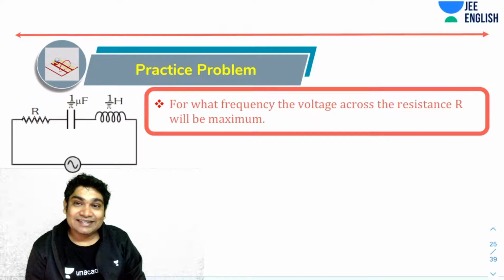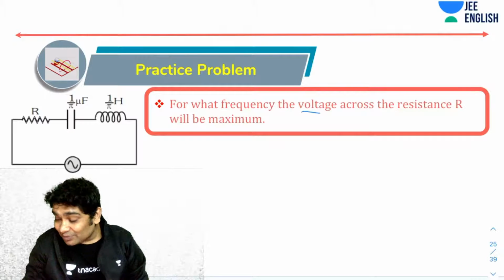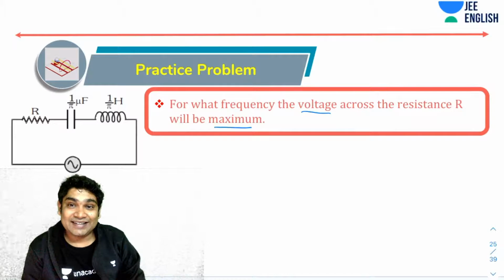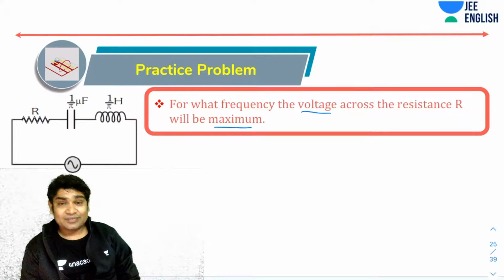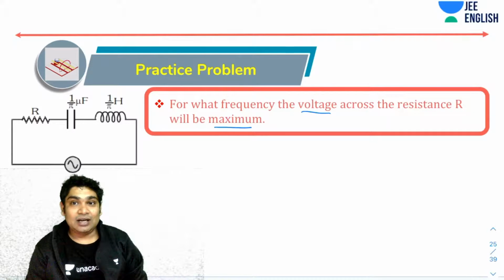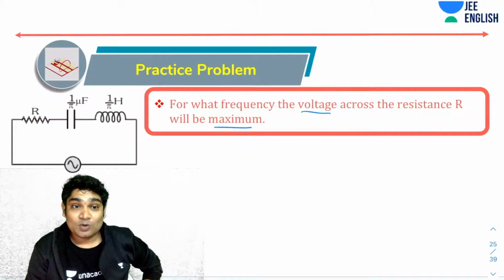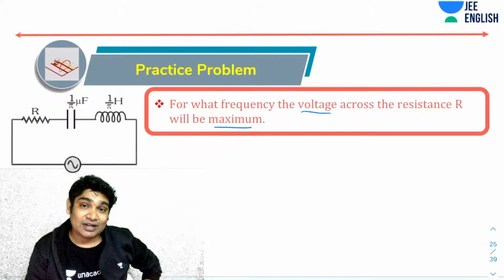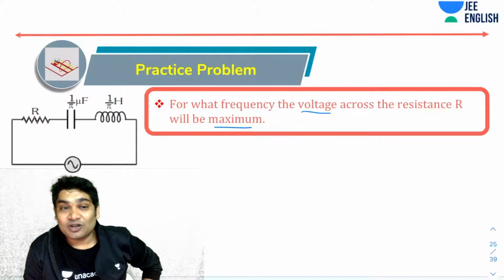Very simple. Define the frequency for which the voltage across the resistor is maximum. Now, when will the voltage be maximum across the resistor? What is the voltage across the resistor at any time? It is I times R, right? So for V to be max, I should be max. When is I max? When impedance is min. So you have to find essentially the condition for resonance only. This is an alternate way of asking you to find the condition of resonance.